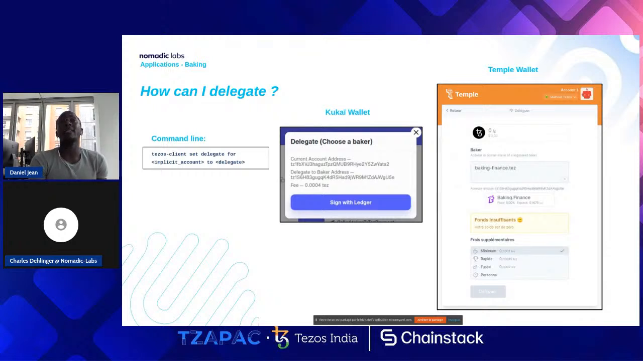So how can I delegate my XTZ? At low-level command line, you can use the Tezos client with the command tezos-client set delegate for your account to the delegate address, the tz address. And you can also use well-known wallets, for example, Kukai Wallet or Temple Wallet, which have implemented this functionality within their application.